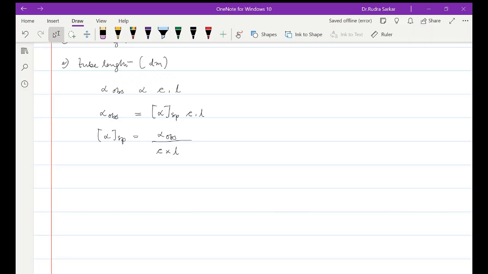Now, having said this, we can do some problems regarding the specific rotation. So what are these problems? Let's have a look.